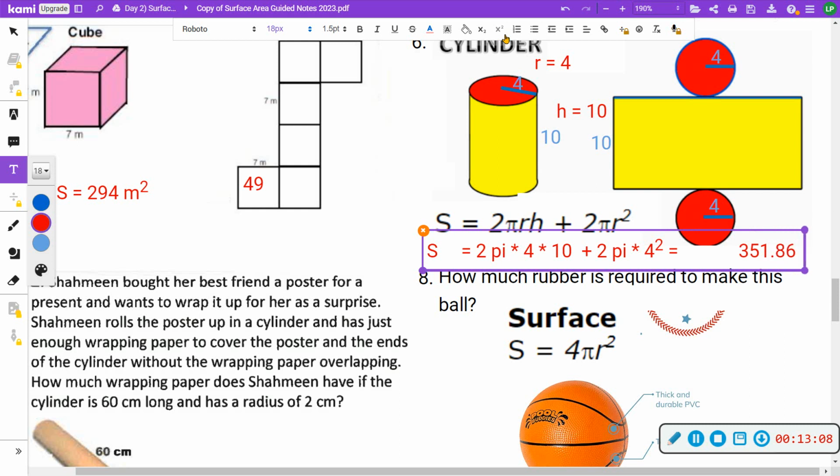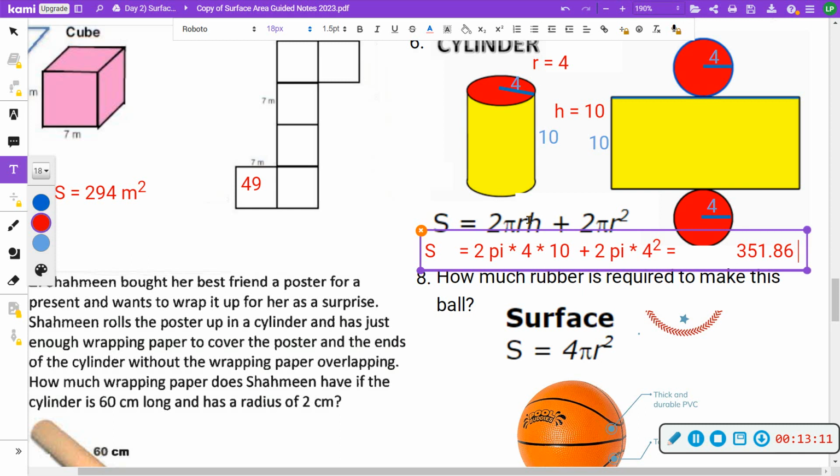And we are not given units. So I would say units squared. I don't have enough room. So we'll just leave it be.